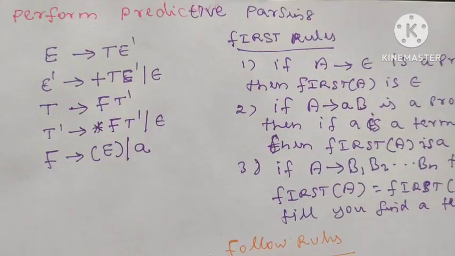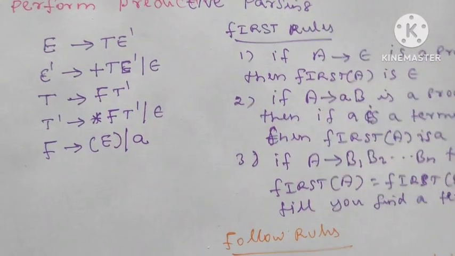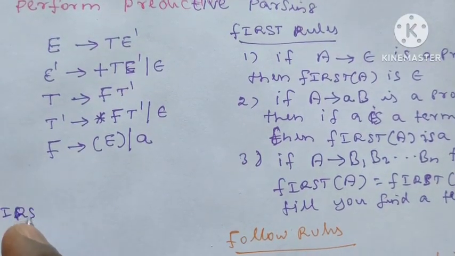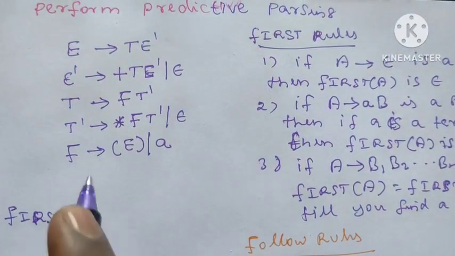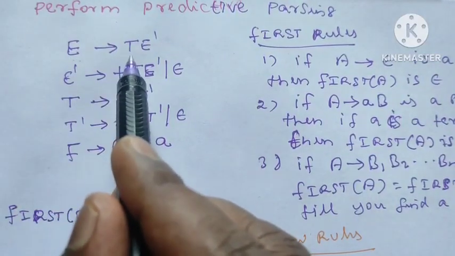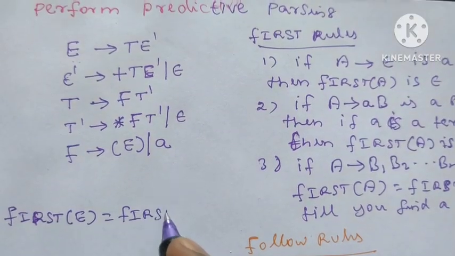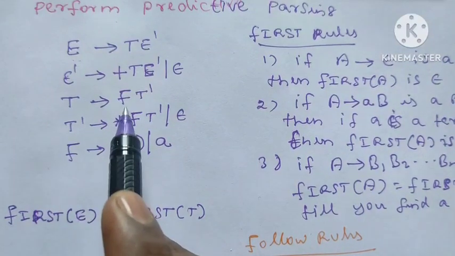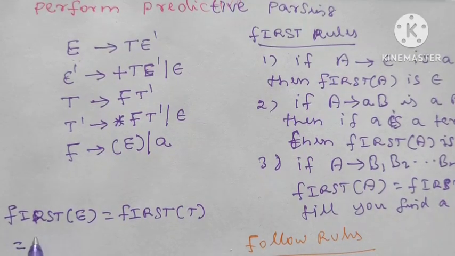Now first we will identify the first for all the non-terminals. So first for all the non-terminals. First we will identify it for E here. So first of E. Now if you see this production E, on the right side you have T. So you go and see first of T. Now you come to the T production. If you go on the right side, you have F. So you write first of F.